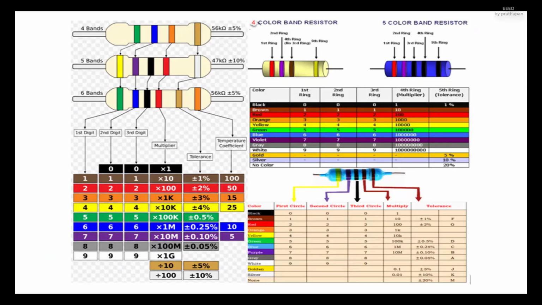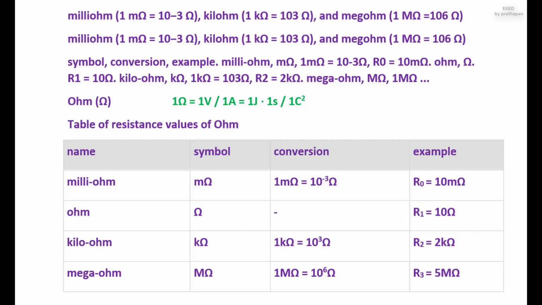Since resistors are specified and manufactured over a very large range of values, the derived units of milliohm, 1 mΩ equals 10^-3 Ω, kiloohm, 1 kΩ equals 10^3 Ω, and megohm, 1 MΩ equals 10^6 Ω, are also in common usage.